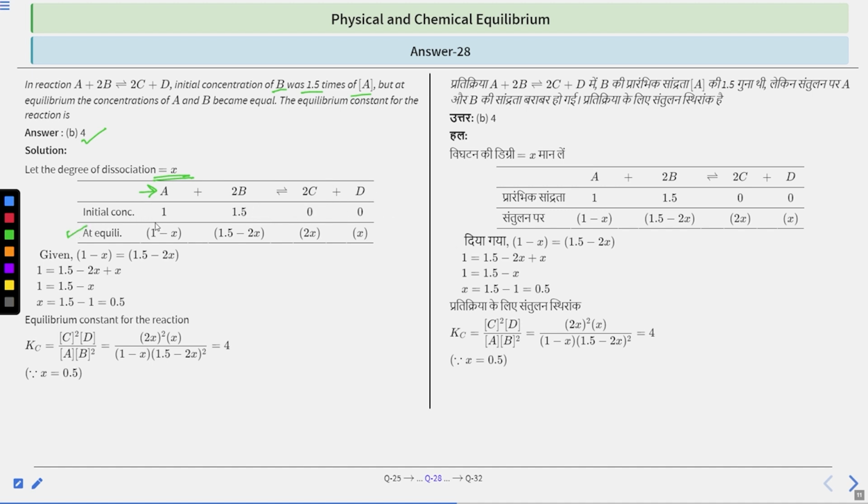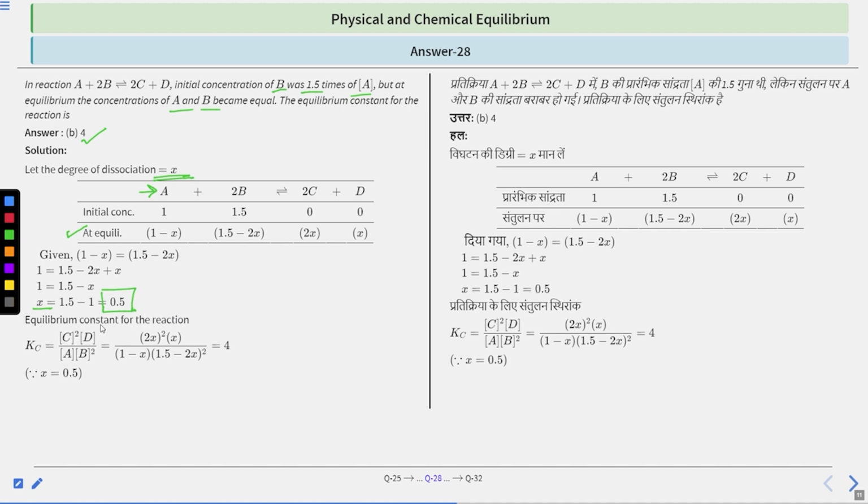Now at equilibrium, with degree of dissociation x, A is 1 minus x, B is 1.5 minus 2x, C is 2x, and D is x. It is mentioned in the question that at equilibrium the concentration of A and B became equal. So 1 minus x is equal to 1.5 minus 2x, and on solving this equation, we have x is equal to 0.5.